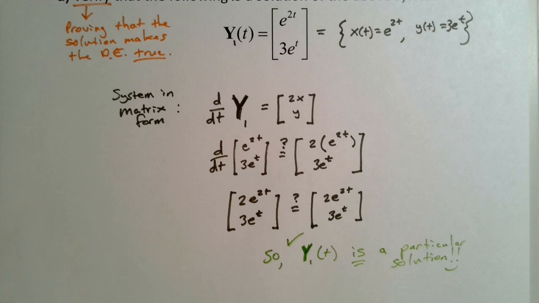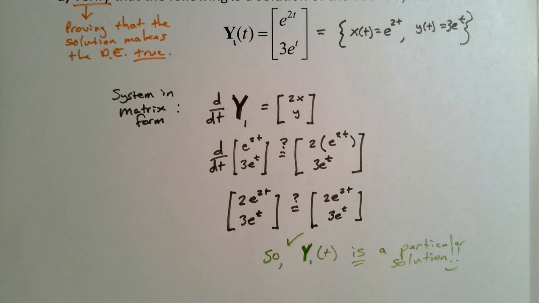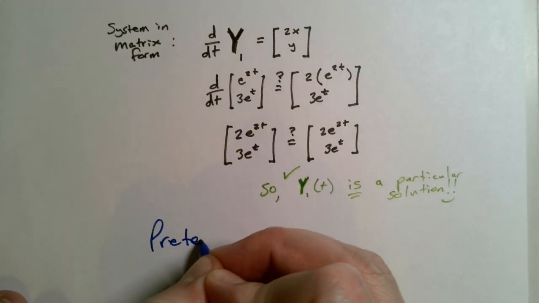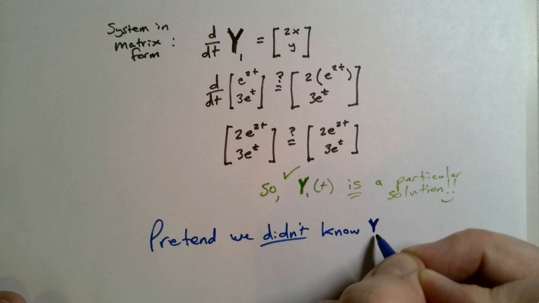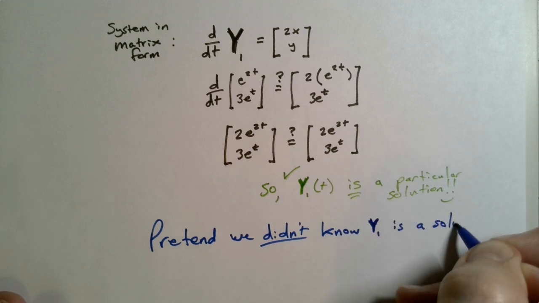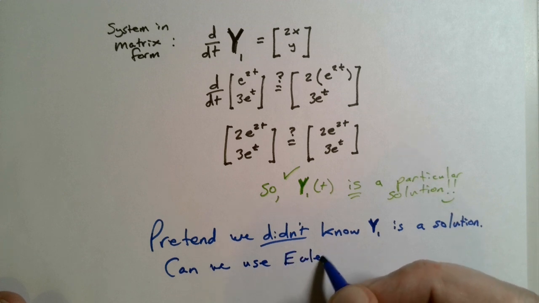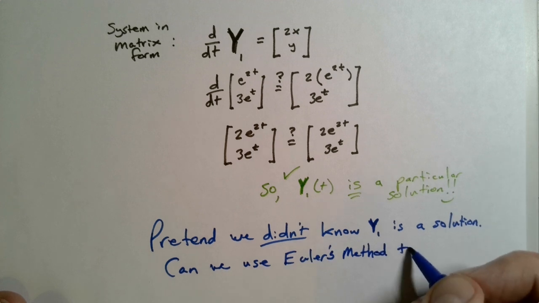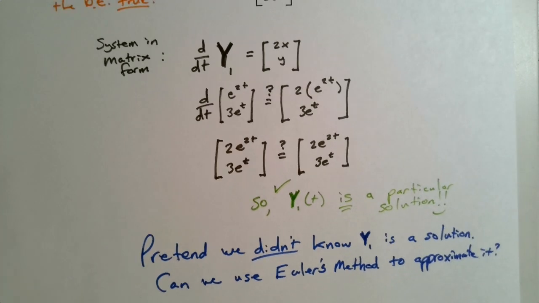So, yay! Okay, so what we're going to do now is wipe our brains and pretend like we didn't know that this was a particular solution, because we're going to be using this later on to check our answer. But can we use Euler's method to approximate this solution? So down below, I'm just going to say, pretend we didn't know this. Can we use Euler's method to approximate? And that's what we're going to do on the next page.